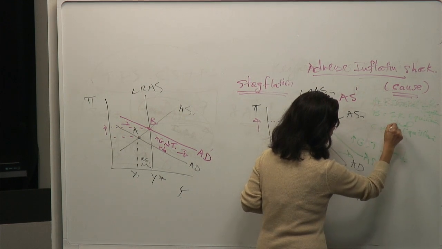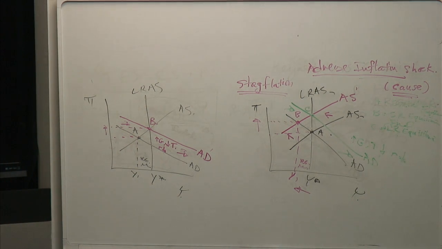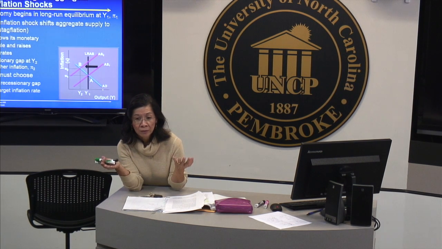The word final should be here, long run equilibrium. So at point B, we could tell you two things. Number one, if there's a policy implementation, what should you do? And again, economics is like that, 50-50.